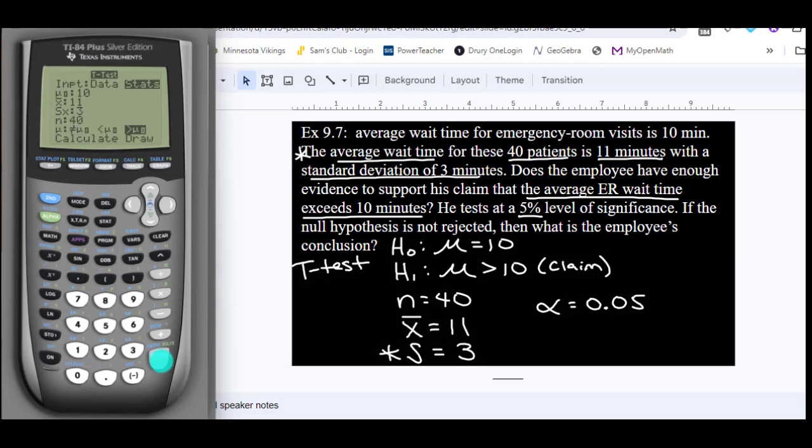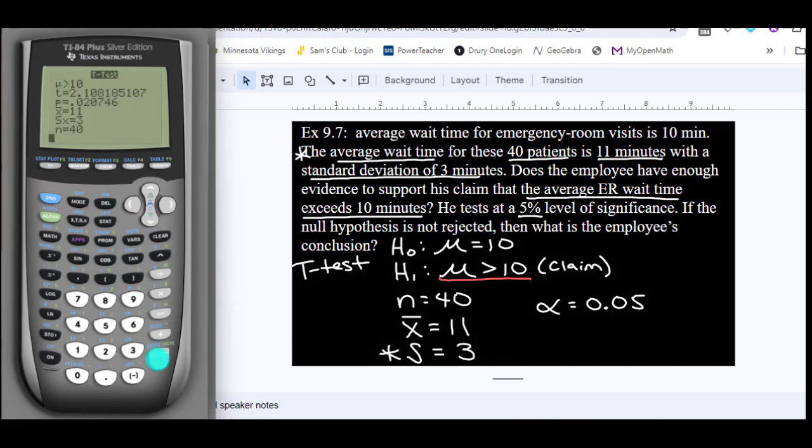And then here's where we have mu compared to mu sub 0. In other words, the mu of the sample is what compared to the null hypothesis, and we're saying that mu is greater than that 10. Notice that's right here. We're testing that claim that mu is greater than 10. So we're going to go to that one and hit enter and go down to calculate and hit enter.